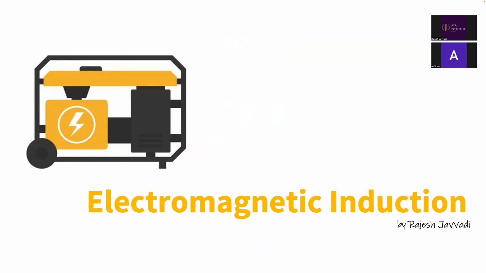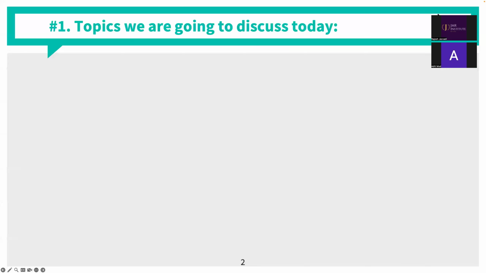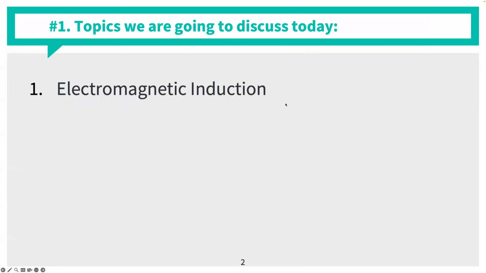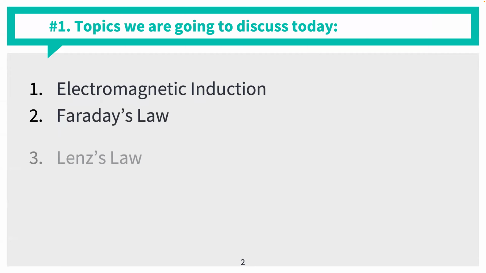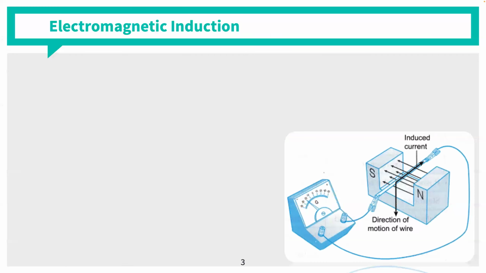Right. So under electromagnetic induction, the topics that we're going to discuss today are going to be the definition of electromagnetic induction, Faraday's law, and Lenz's law. So what do you mean by the term electromagnetic induction? So electromagnetic induction is basically a phenomenon by which when a conductor cuts a magnetic field, it induces EMF.